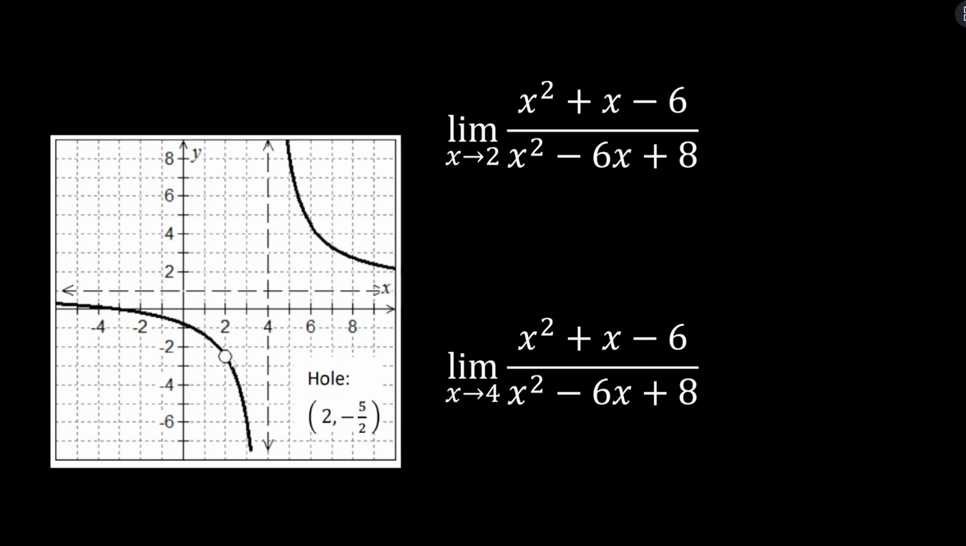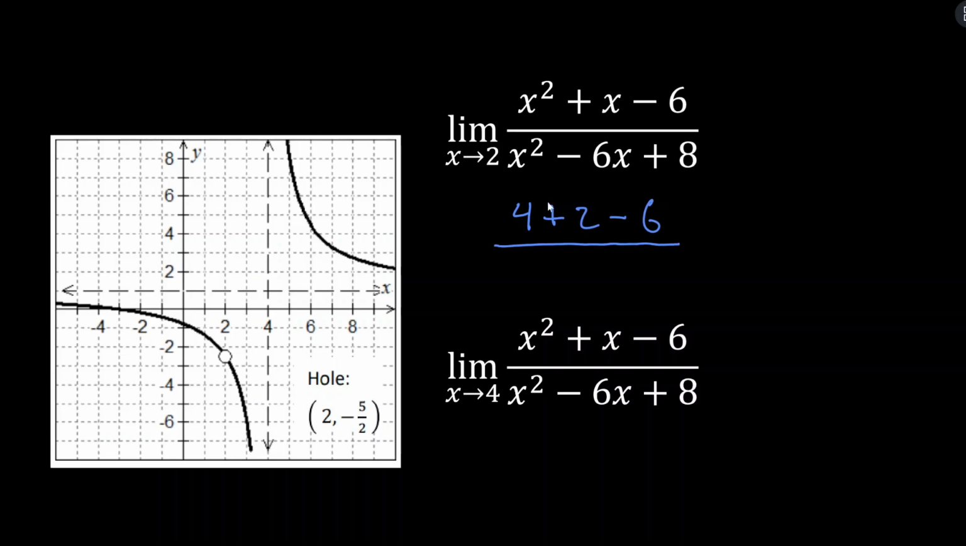We can see from the graph there's a hole when x is 2. And then we're going to find the limit as x approaches 2. We can see on the graph there's an asymptote there. All right, so what happens when we plug 2 into this function? In the numerator, we get 2 squared, that's 4, plus 2 minus 6.